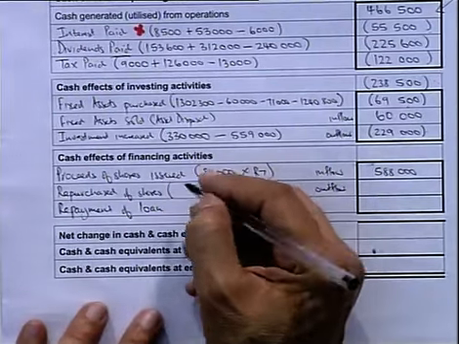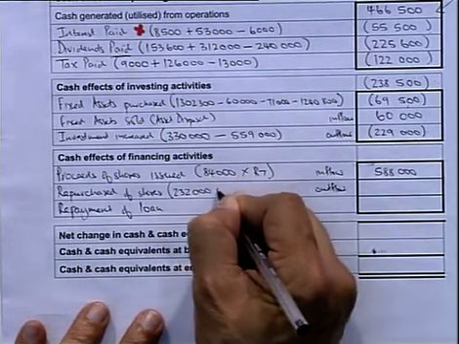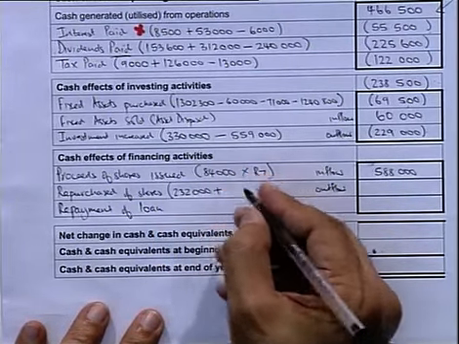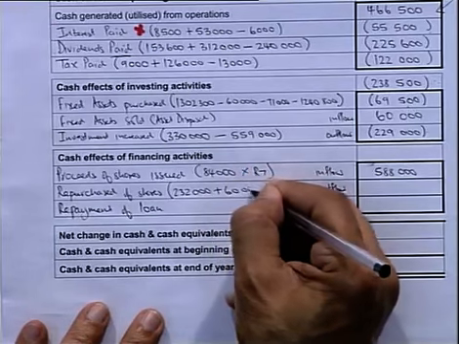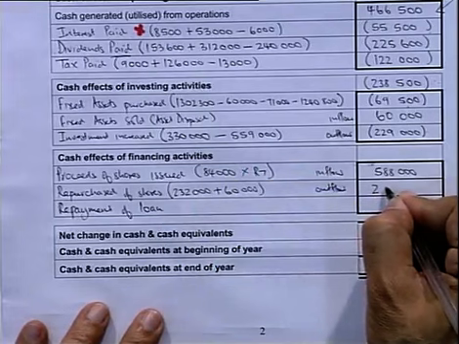So for the repurchase of shares in the cash flow, it's going to be 232,000 plus the amount from the retained income, which was 60,000. That gives me 292,000.